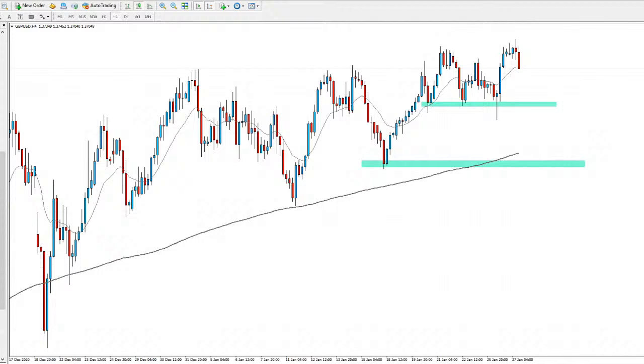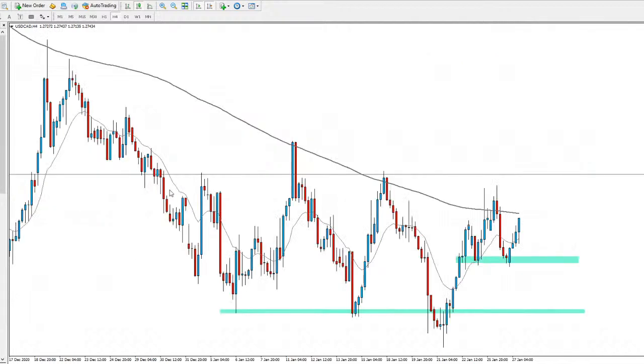Okay, so for USD CAD, for the hourly time frame, the overall picture is still a ranging market here. As you can see, there's a clear level of resistance going through the market, a clear level of support going through the market, and prices just going up and down from that level.